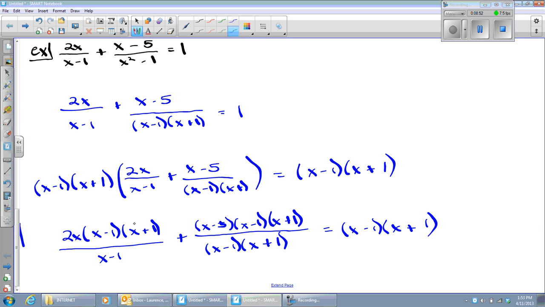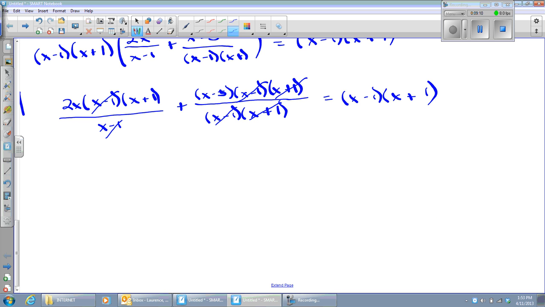Okay, so now we can cancel some stuff. This x minus 1 is going to cancel with this x minus 1. And this x minus 1 is going to cancel with this x minus 1. And this x plus 1 is going to cancel with this x plus 1. After all of that canceling, we are left with 2x times the quantity of x plus 1 plus x minus 5 equals x minus 1 and x plus 1.